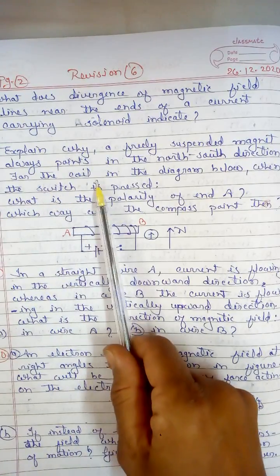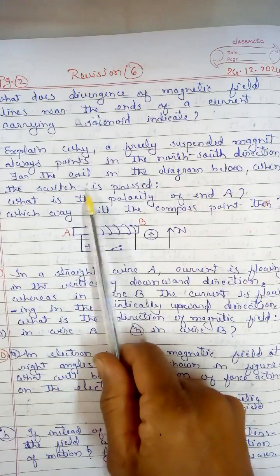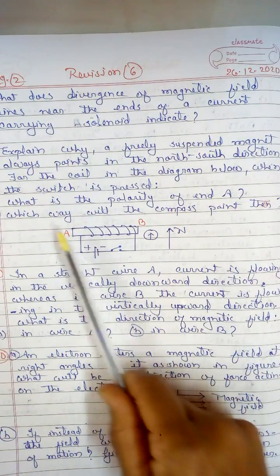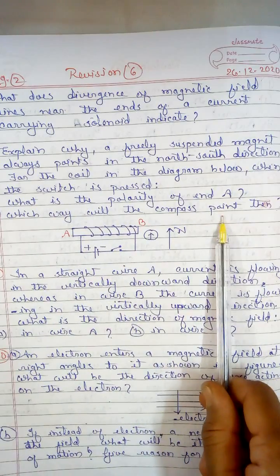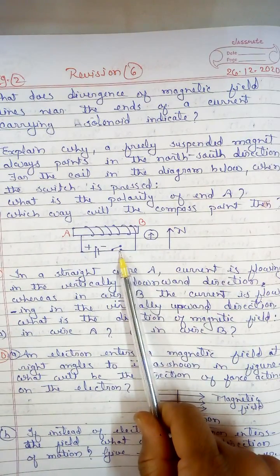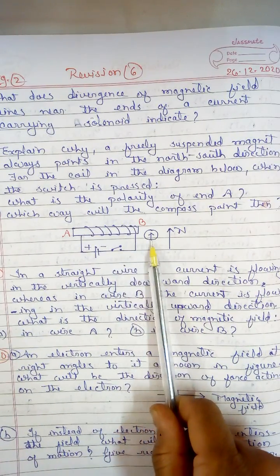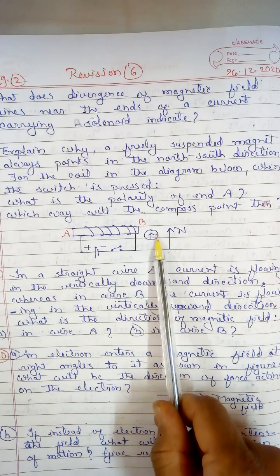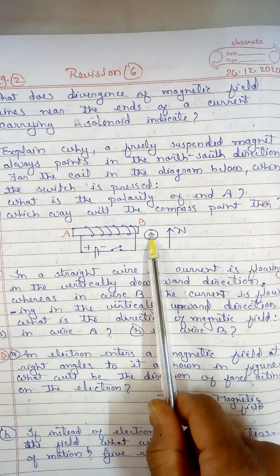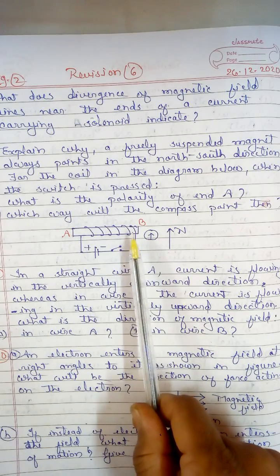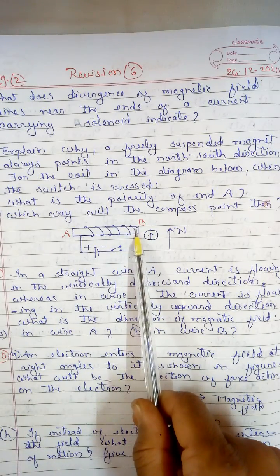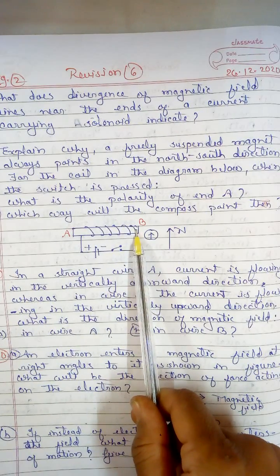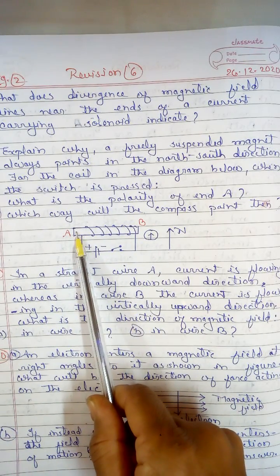Next question, for the coil in the diagram below, when the switch is pressed, what is the polarity of end A? And which way will the compass point then? Here, when the switch is not pressed, at that time the compass needle is pointing in this direction. It is the north direction of this compass needle. That means the B end of this coil is the south pole and this is the north pole.